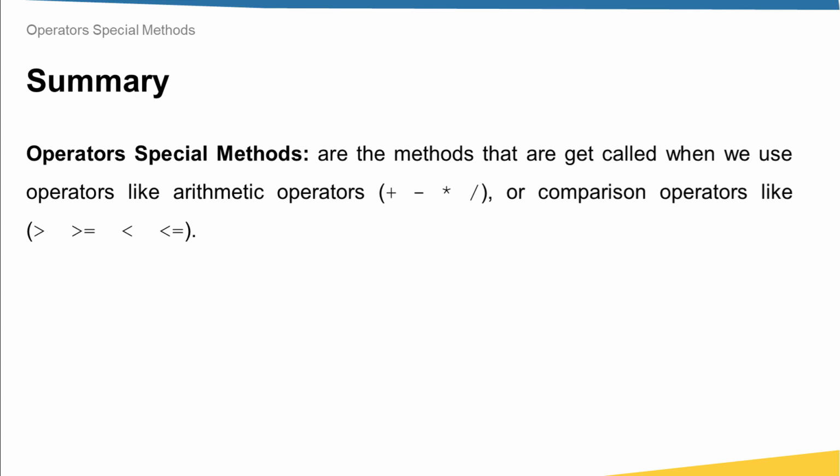Now let's recap briefly what we have learned. First of all, we have defined operators' special methods, and we saw that these are the methods that get called when we want to use operators like arithmetic operators, comparison operators, or any other type of operators. In Python, there are tons of these special methods to represent all the operators available in Python.